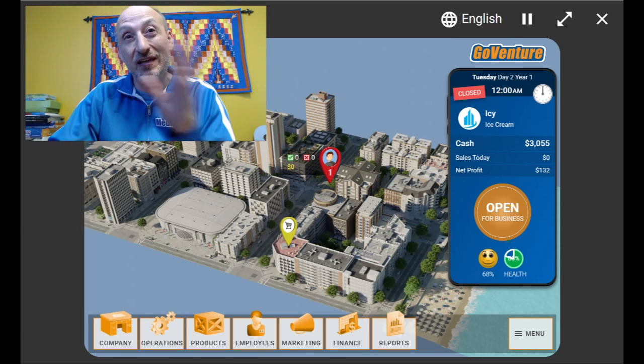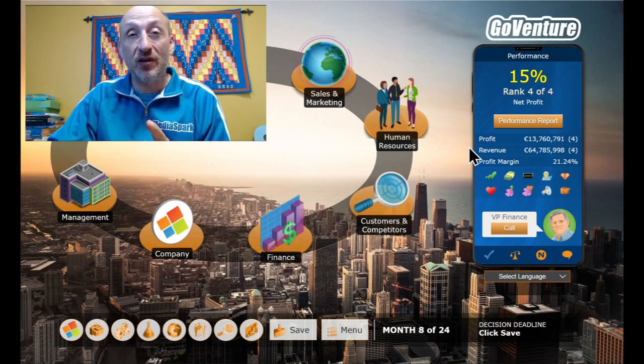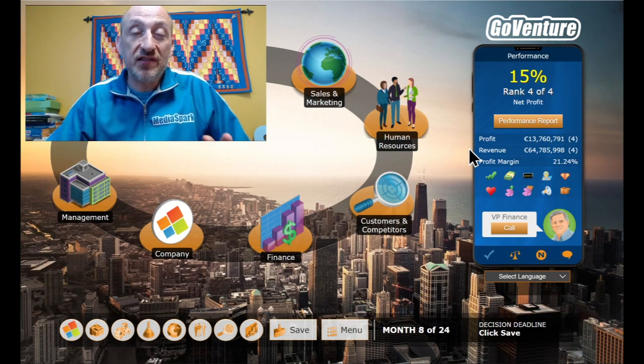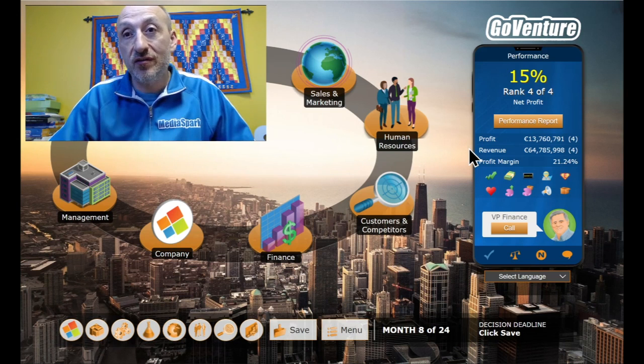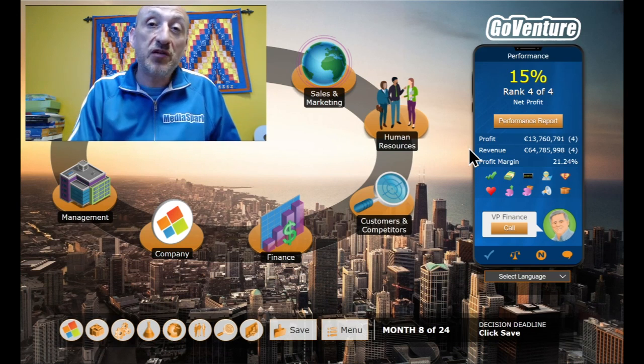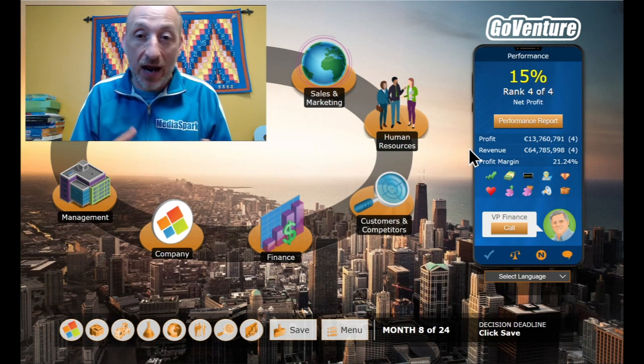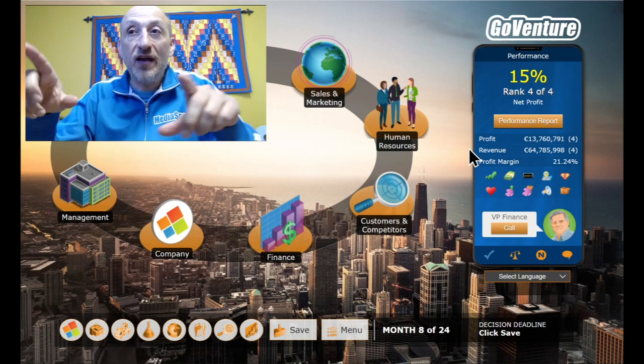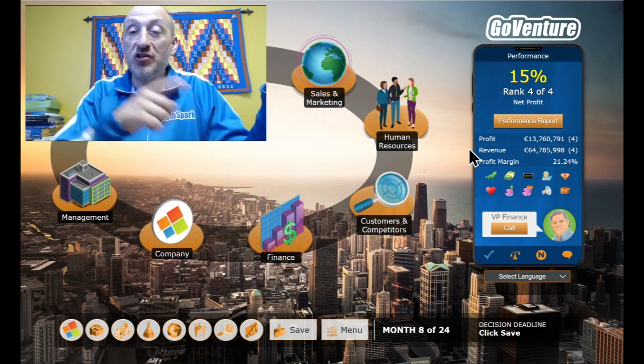Let me show you something completely different. It's also a business simulation. This one's called the GoVenture CEO. This is very different because this is a high-level strategy simulation. So where Entrepreneur was in the trenches, minute by minute, hour by hour, running a business, this is high-level decision making. So you don't have to engage with this simulation as much as you do with Entrepreneur.